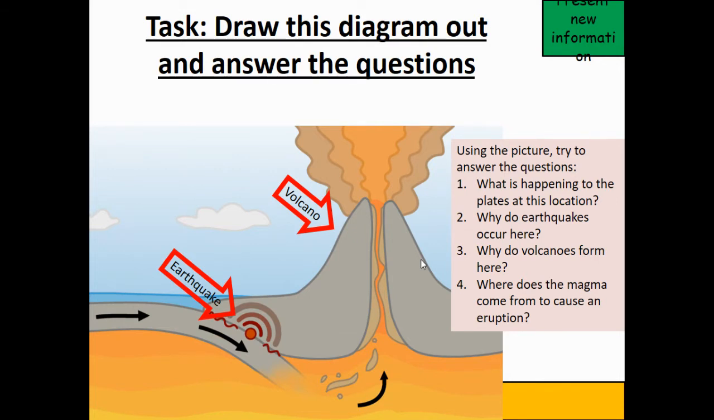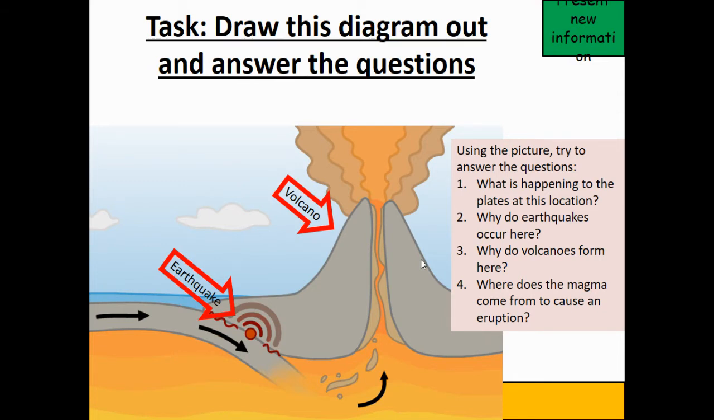Now, these earthquakes, you can get earthquakes at constructive plate boundaries because obviously the plates are moving, but they're not as violent as some say on a destructive plate boundary, like, for example, Japan. Japanese earthquakes can be very, very bad because of this plate boundary. So you've got here your oceanic crust and your continental crust, okay?